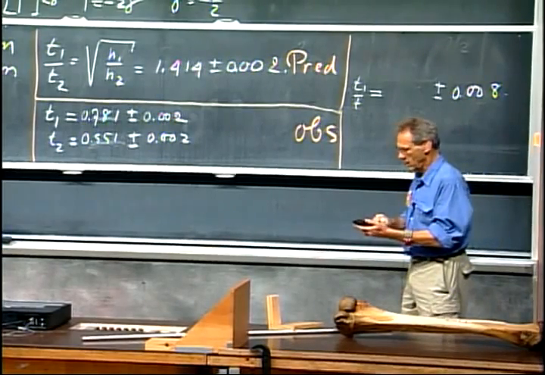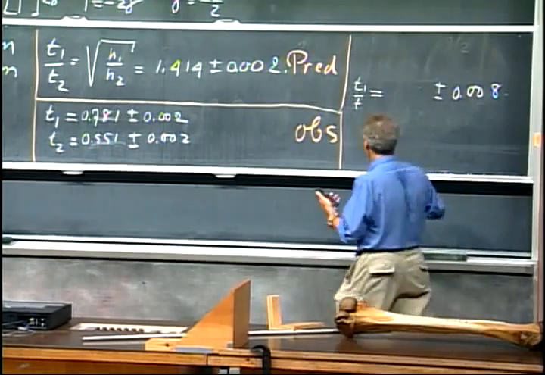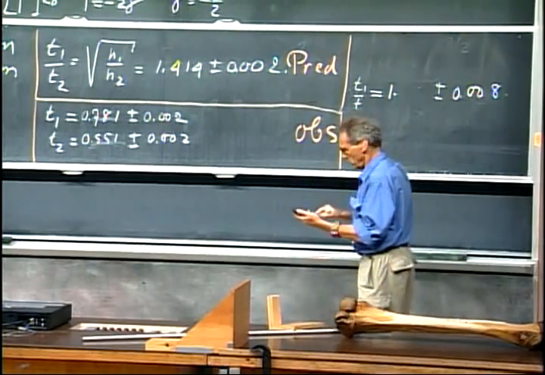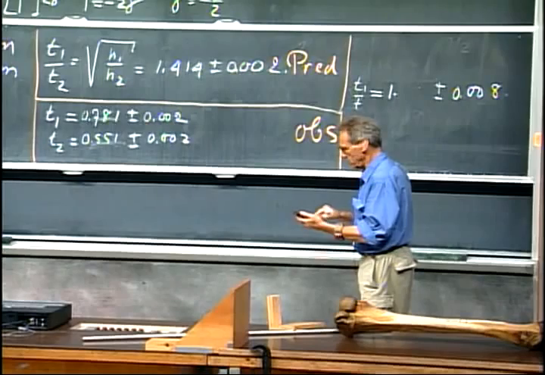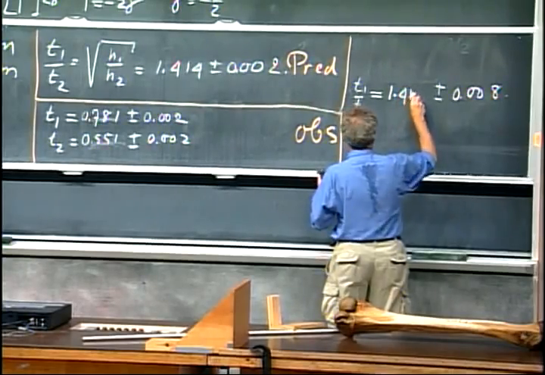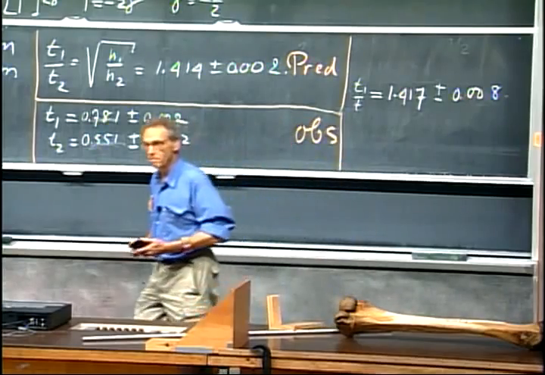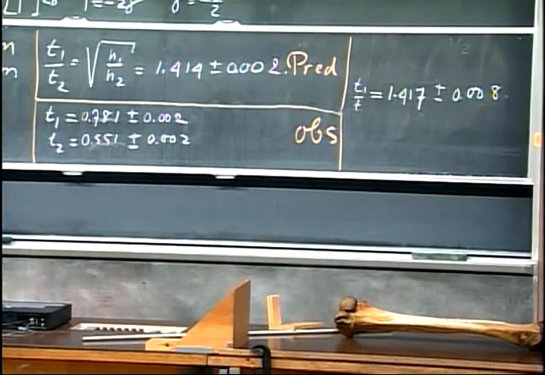This is the observation. 781 divided by 551. 1 point, let me do that once more. 781 divided by 551. 1.417. Perfect agreement.